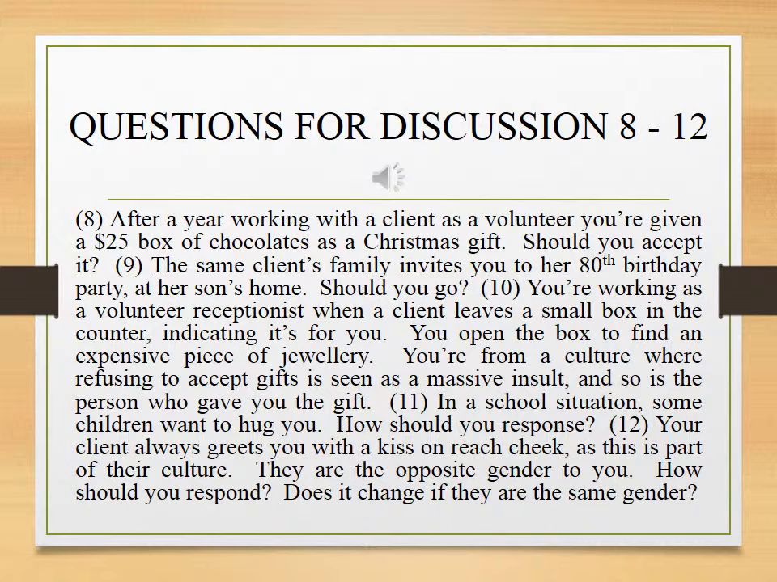10. You're working as a volunteer receptionist when a client leaves a small box on the counter, indicating it's for you. You open the box to find an expensive piece of jewelry. You're from a culture where refusing to accept gifts is seen as a massive insult, and so is the person who gave you the gift.